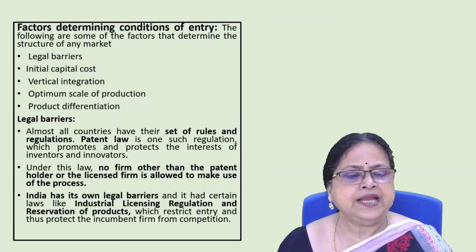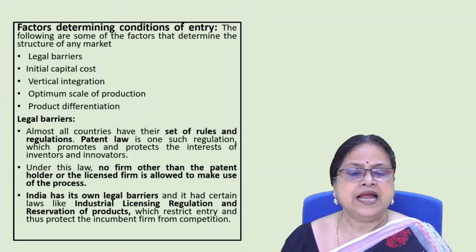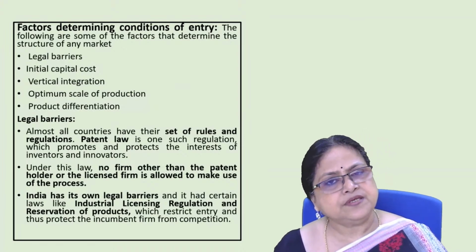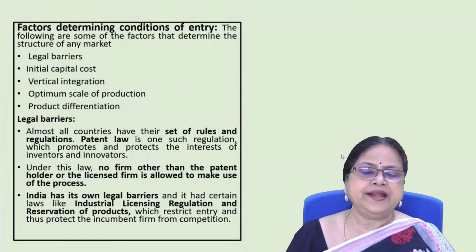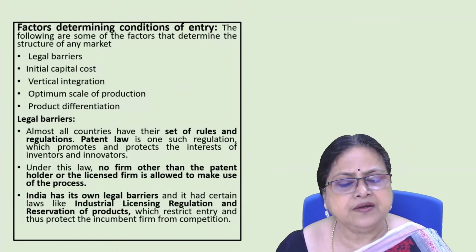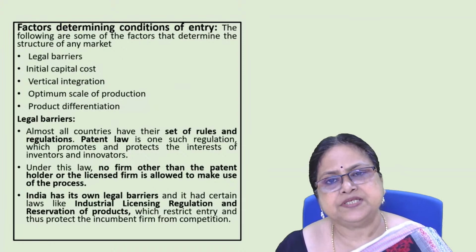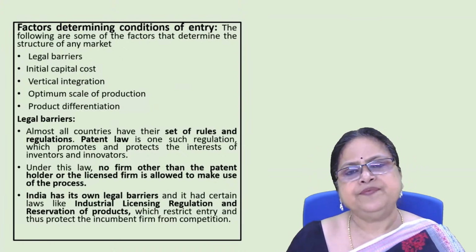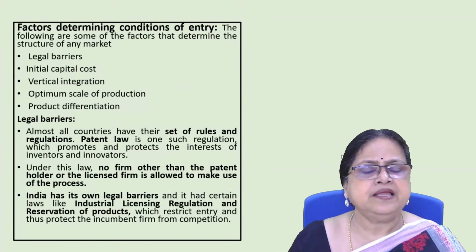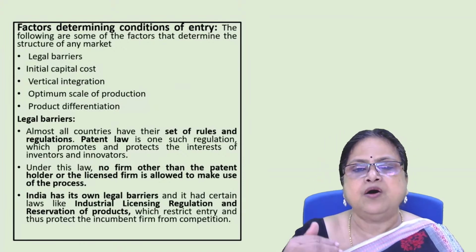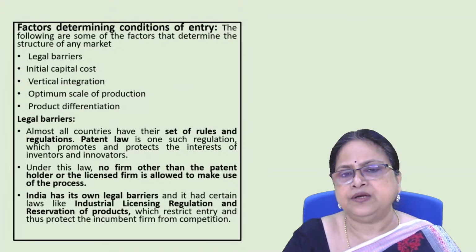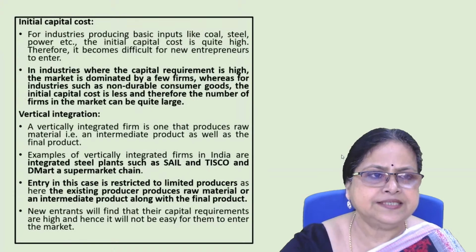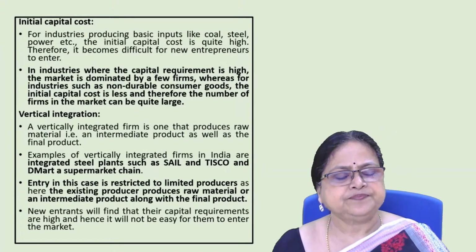That is simple. India has its own legal barriers, like industrial licensing regulation and reservation of products, which restrict entry and thus protect the incumbent firms from competition. The incumbent means the existing firms. Those who are existing will be protected by the legal barriers. That means other firms cannot enter into that market due to legal reasons, patent law or licensing law, etc.